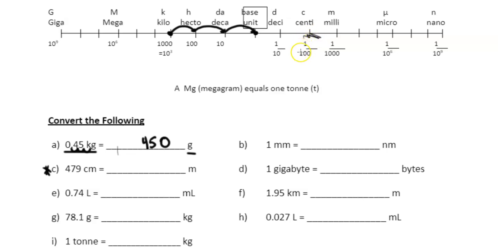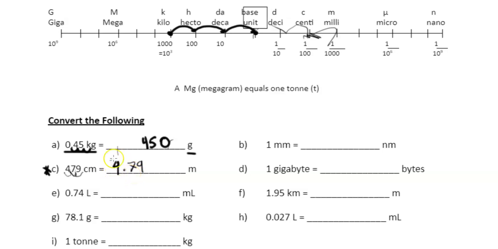Yep, centimeters to meters. So meters. Where's meters? Meters is our base unit. But that's an M. Wait, where's meters? Meters is base. It has no prefix to it. 1, 2? Yep. Where's the decimal? The decimal's not there. There you go. 4.79 meters.